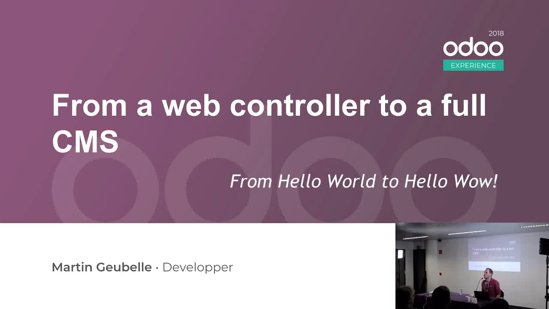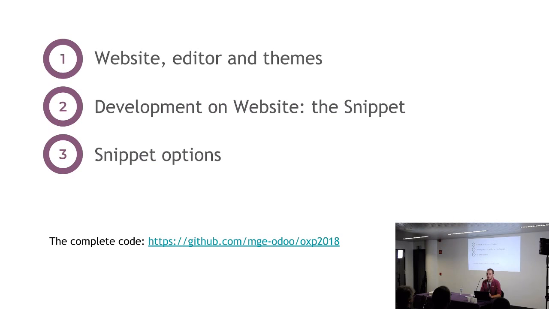You are here for the third and the last presentation of this developer track. This one will be mainly focused on discovering the website module in Odoo and how to develop on the website. So we'll cover basically three topics: discovering the website module, seeing how we can develop on the website and use the website framework, and finally seeing how we can customize our development.